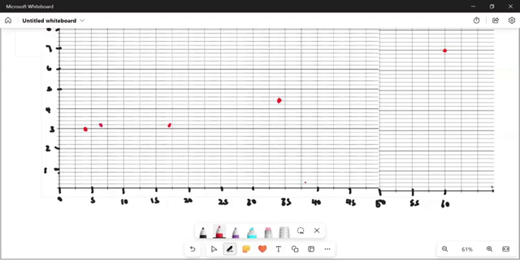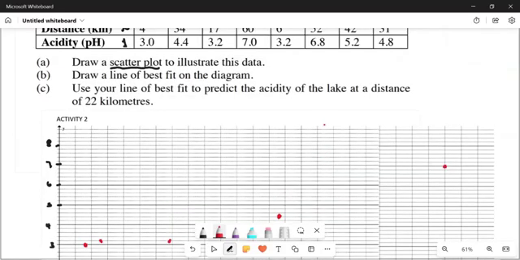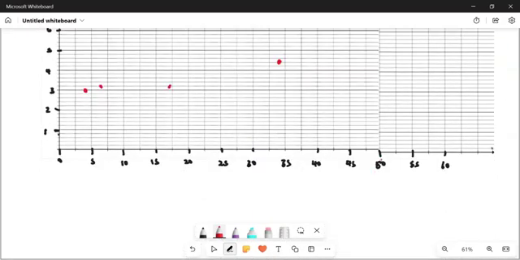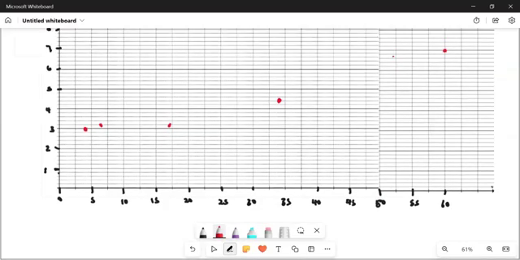Okay, next. What do we have? 52. So this is 15. 52 and then 6,8. 6,8 is somewhere here. Okay, what else do we have? 42. So this is 40, 42,5. 42. 5,2.